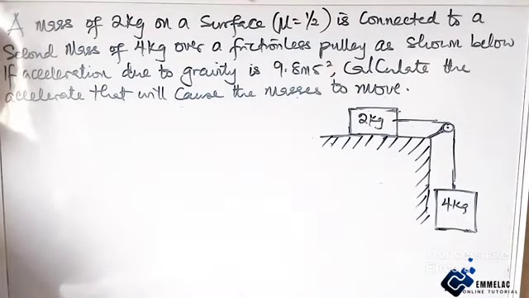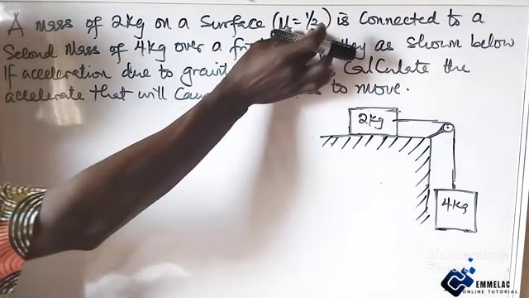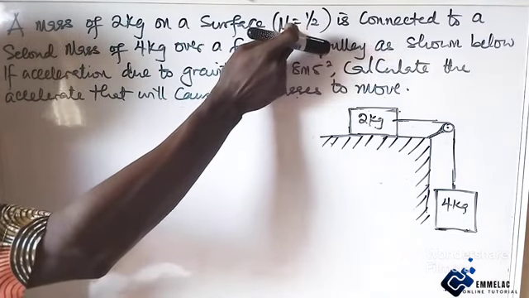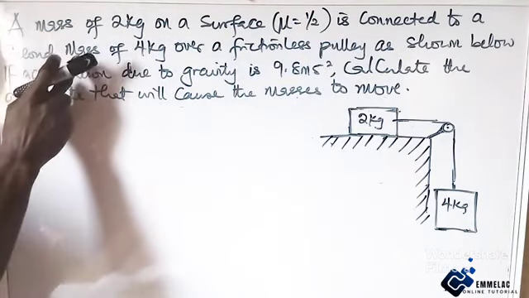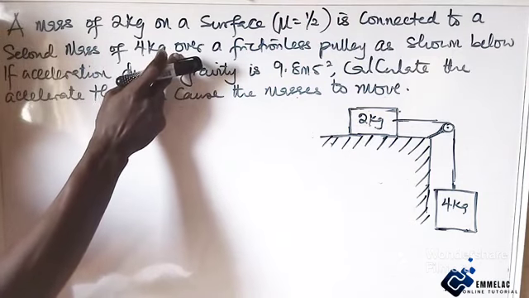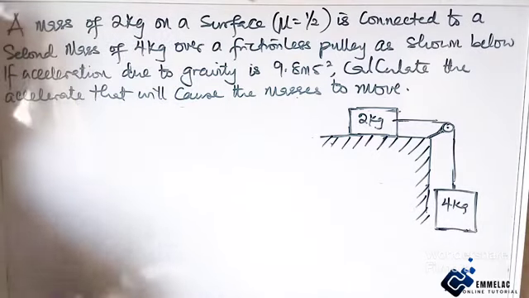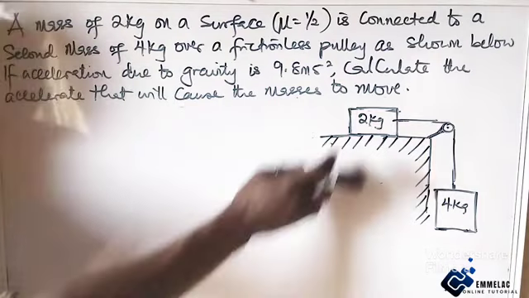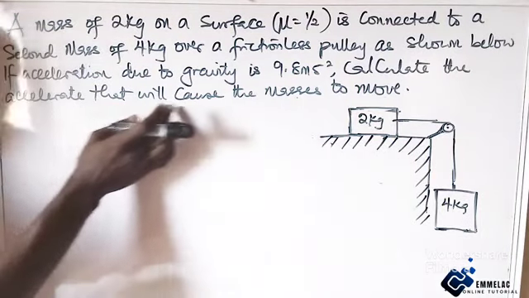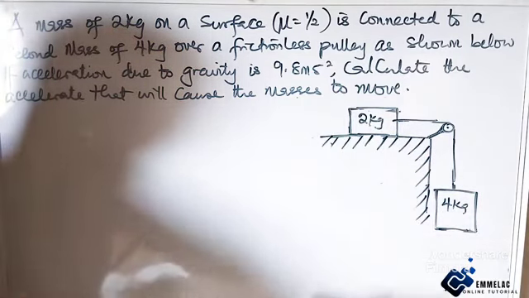Now here is this physics question that we need to solve. It says a mass of 2 kilograms on a surface, which is this, with a coefficient of static friction equal to 1/2, is connected to a second mass of 4 kilograms over a frictionless pulley, as shown below. If acceleration due to gravity is 9.8 meters per second squared, calculate the acceleration that will cause the masses to move. Meaning the acceleration that will cause this and this to move.